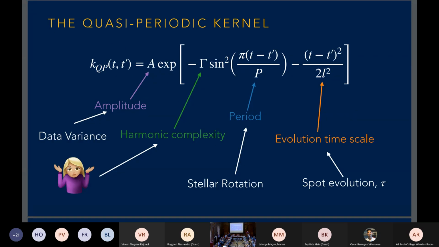What do we think that these actually correlate with? We have our amplitude here, which relates to the variance of our data. The period relates to the stellar rotation period. We think the stellar evolution timescale has some correlation with the spot evolution timescale. Harmonic complexity, who knows? We're not sure.